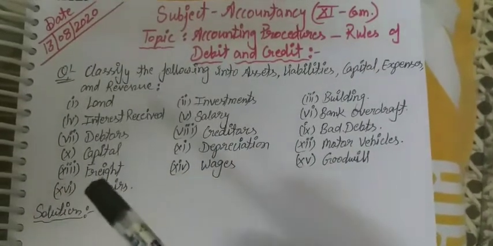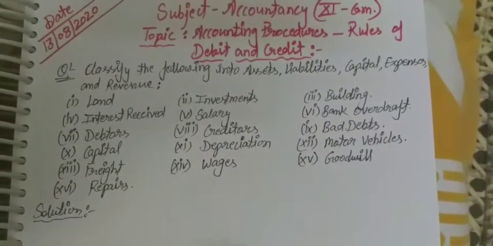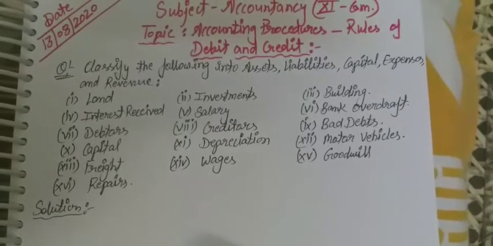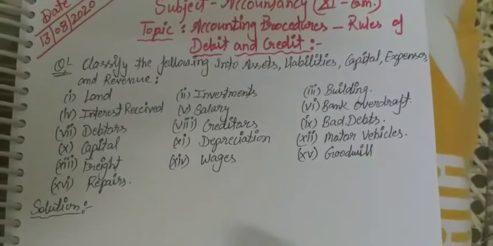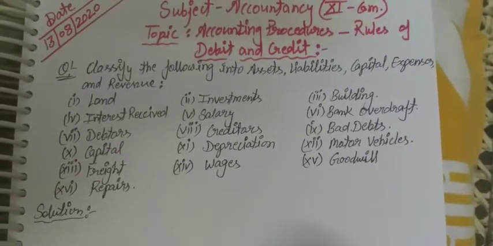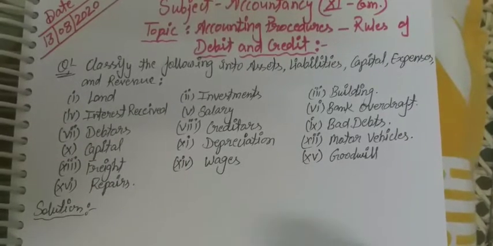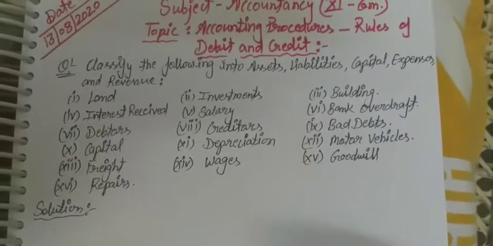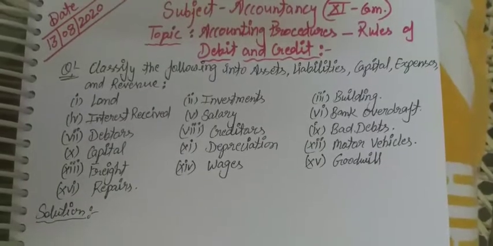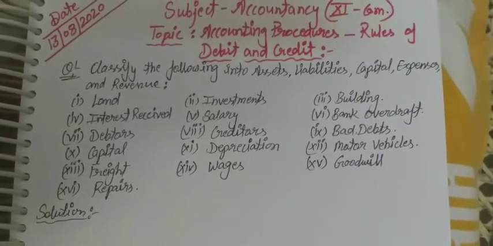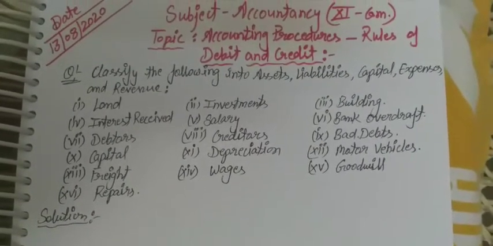But traditional classification considers three parts: nominal, real and personal. These three accounts come under the traditional classifications of account.